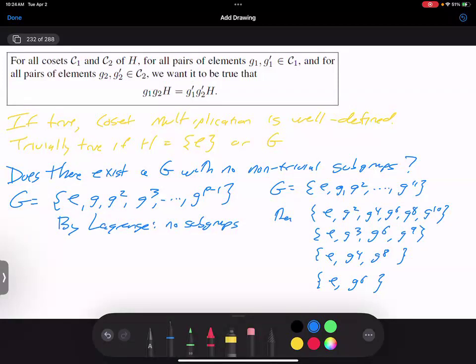If it has no subgroups, it has no chance of having a normal subgroup. So in some sense, this would be an indecomposable. I can't break something like this down further. And then the question is, well, what if my group has order prime squared? What would that structure look like? And that's something we'll actually answer before we finish this chapter. What does a group whose order is p squared look like?